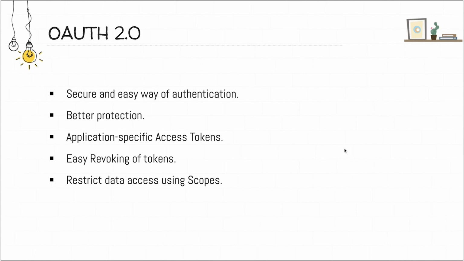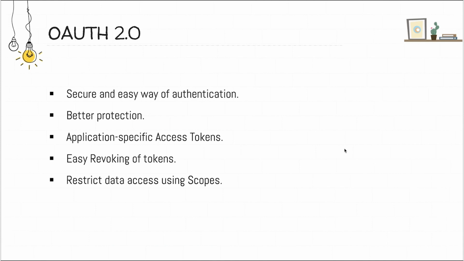So what would be the benefits of using OAuth 2.0 authentication? One would be that it's quite an easy way of authentication. You just need to know the client secret, client ID, and a redirect URL. First thing, you have to register your client application with Zoho. Once you do that, we'll provide you a client ID and client secret, and the redirect URL is something you mention by yourselves.